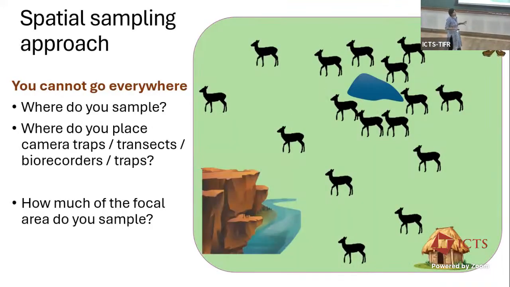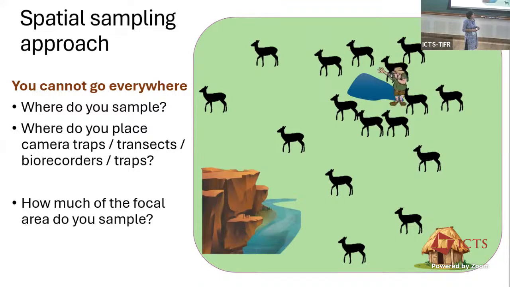All right, so you can't go everywhere. Let's go back to our system. This is our system. We've got all of these things over there. You are over there. You've come just to the edge of the forest. And where do you sample? If you're going to place your camera traps, recorders, or just take binoculars and go out to do point counts, where are you going to do it and how much of this area are you going to sample? So would you go there?